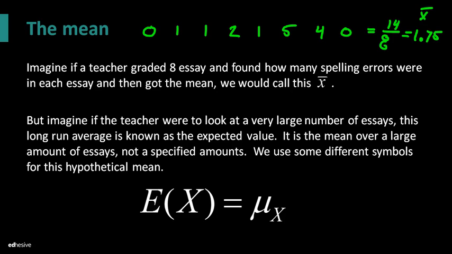But imagine the teacher were to look at a very large number of essays. This long run average is known as the expected value. It is the mean over a large amount of essays, not a specified amount. We use some different symbols for this hypothetical mean. So again, X bar is the mean of a specific sample of 8 essays. But now we want to think about the mean over the long run, not looking at 8 essays, but looking at many essays. We call this an expected value.